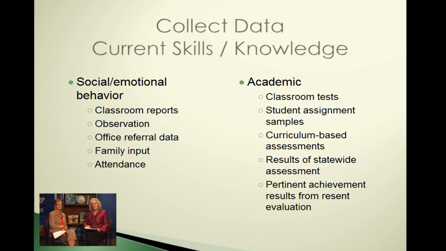A very important source of data for social emotional behavior is the family input, especially in looking at, is this behavior seen only at school or is it also at home? And finally, attendance. Those are some of the sources. You probably have additional things that you could put on the list. This is not a limited list. There are other sources, but these are some critical common sources.